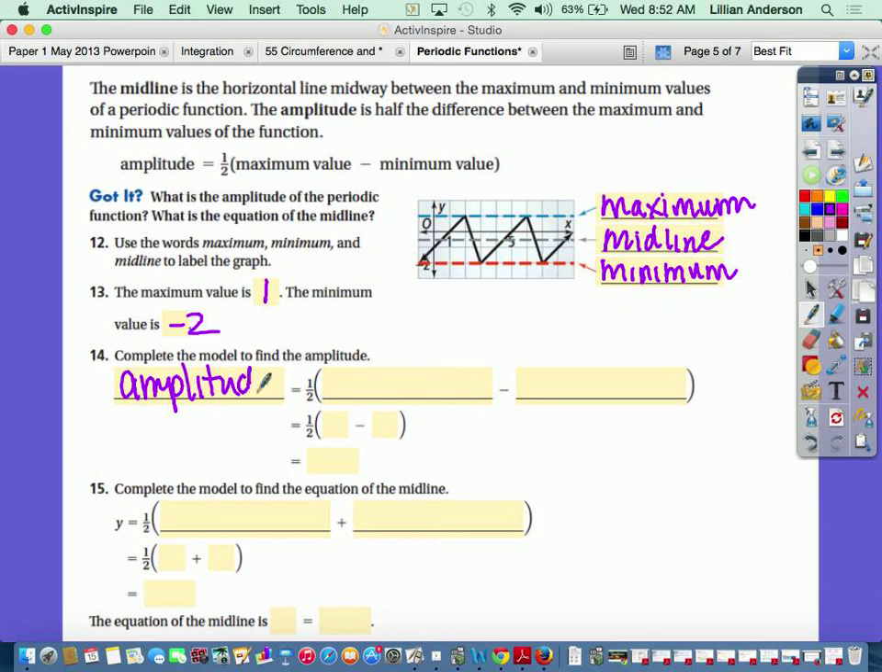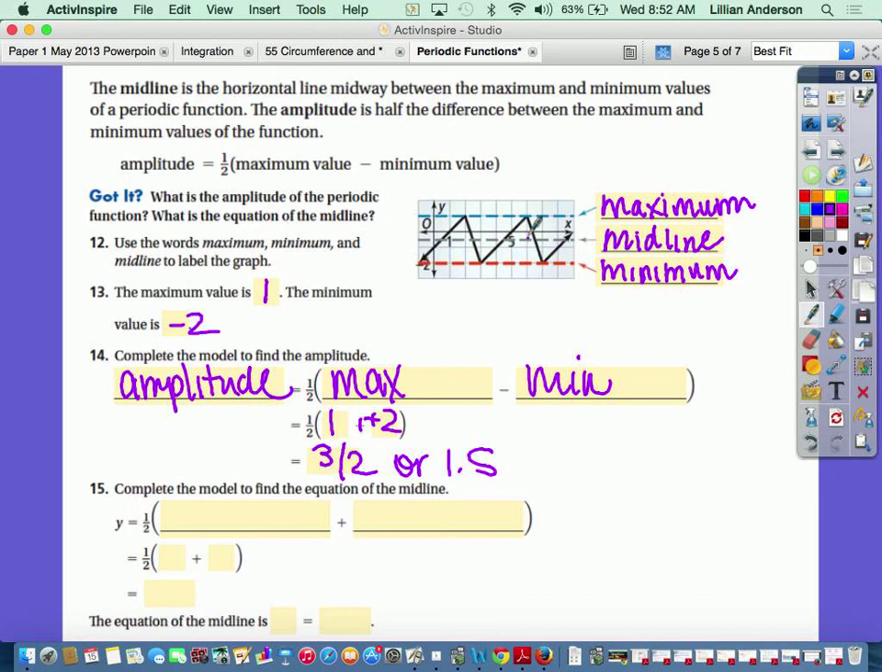Okay? So to find our amplitude, it is half the maximum value minus the minimum value. Okay? Well, you guys said the maximum value was 1, and our minimum value was -2. 2 negatives make a what? Positive. So 3 over 2, or about 1.5. So from the midline to my maximum, or from my midline to the minimum, should be a total of 1.5 units. Let's look at our curve.